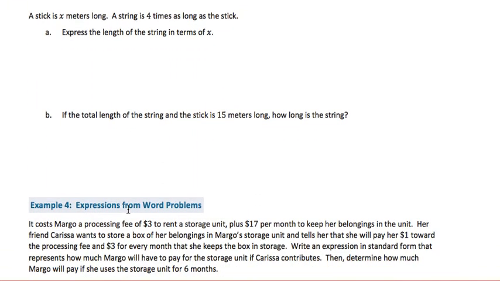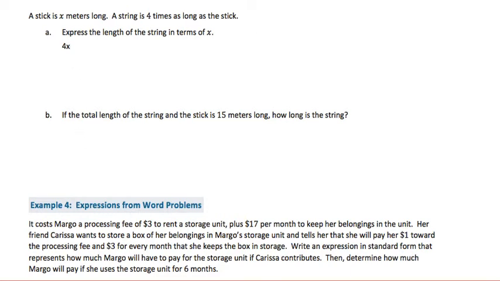Example 3 is a real-world problem. They tell us a stick is x meters long, and a string is 4 times as long as the stick. So first we need to express the length of the string in terms of x. And the string then would be 4 times x, because the string is 4 times as long as the stick, and the stick is x. So the string is 4 times x.